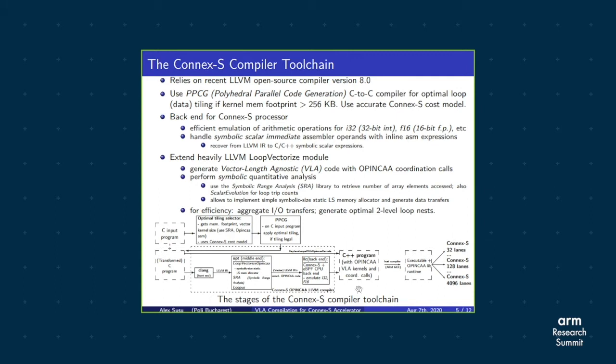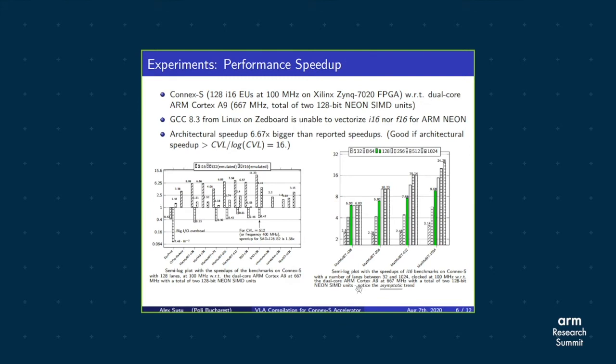We now present the performance of the Connex-S accelerator with 128 lanes synthesized at 100 MHz in a Xilinx Zynq 720 with respect to a dual-core ARM Cortex-A9 with NEON SIMD units at 667 MHz, loosely integrated with Connex-S. On the left, we present speedups of benchmarks such as matrix multiplication, filter 2D, used for noise removal in image processing for 3 different array element types.